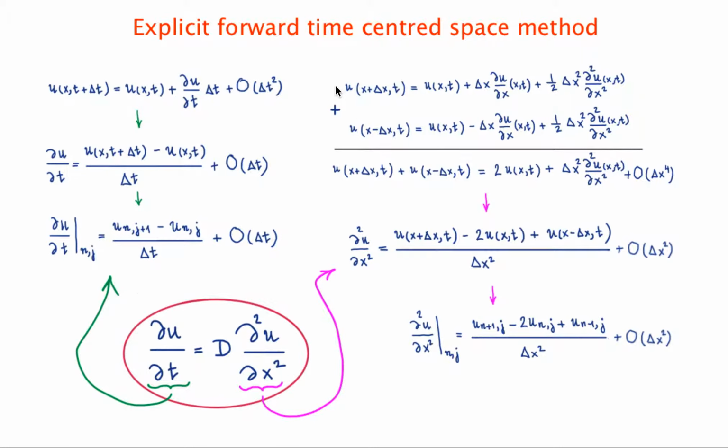We're going to derive here the simplest finite difference representation for the heat or diffusion equation we do have here. And this is called the explicit forward time centered space method for the diffusion equation. So here we have two different terms. One is the partial derivative of u with respect to time, and the other is the second order derivative of u with respect to space.